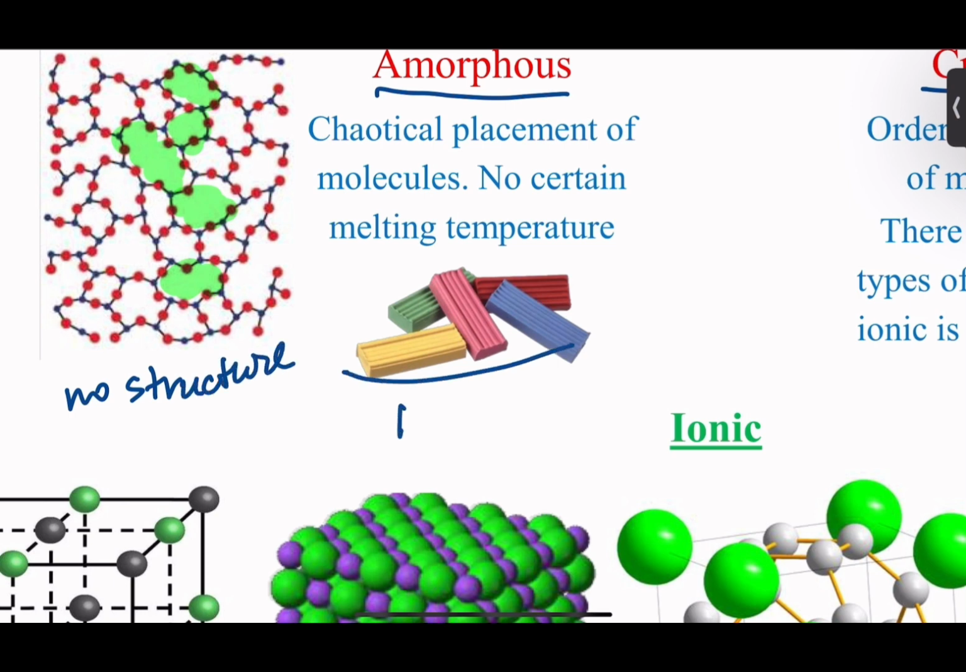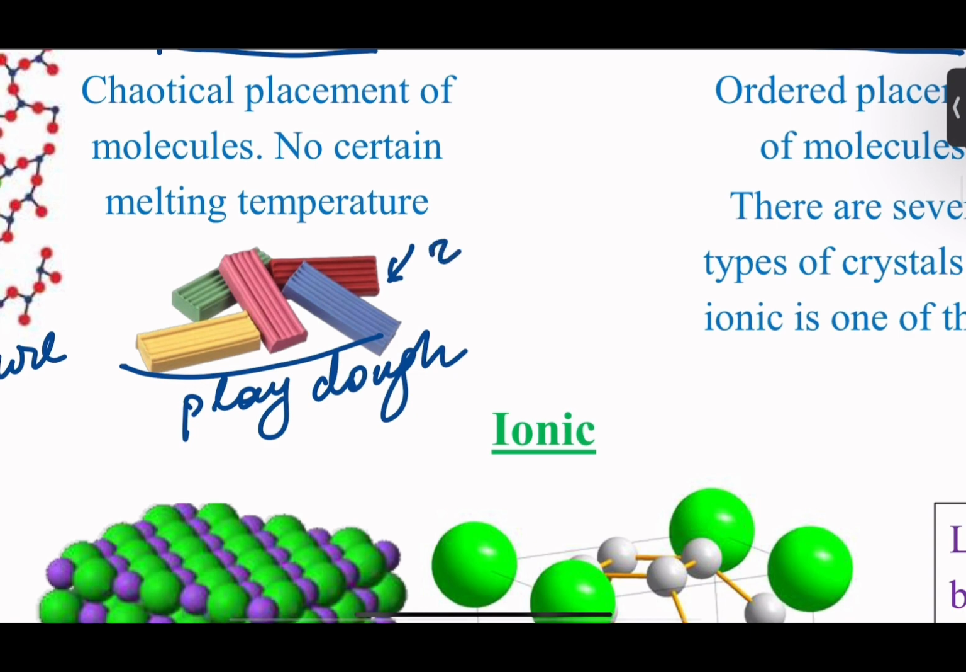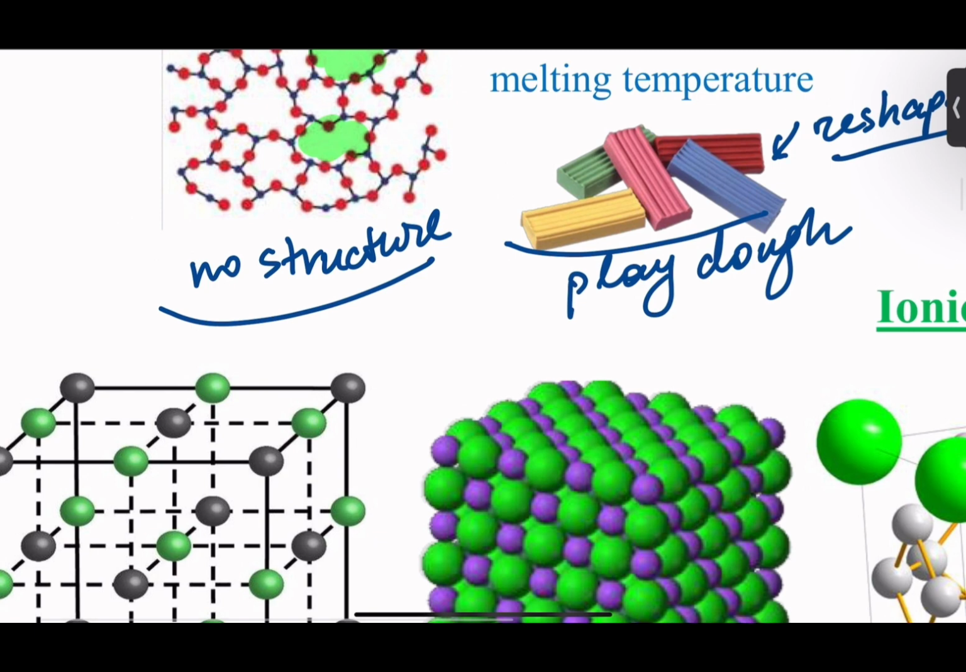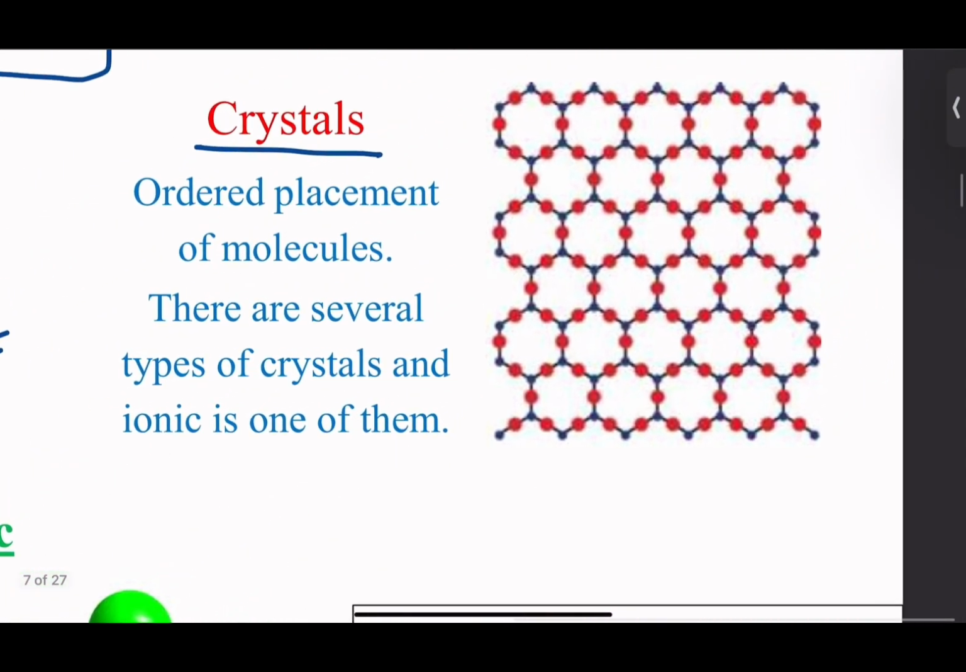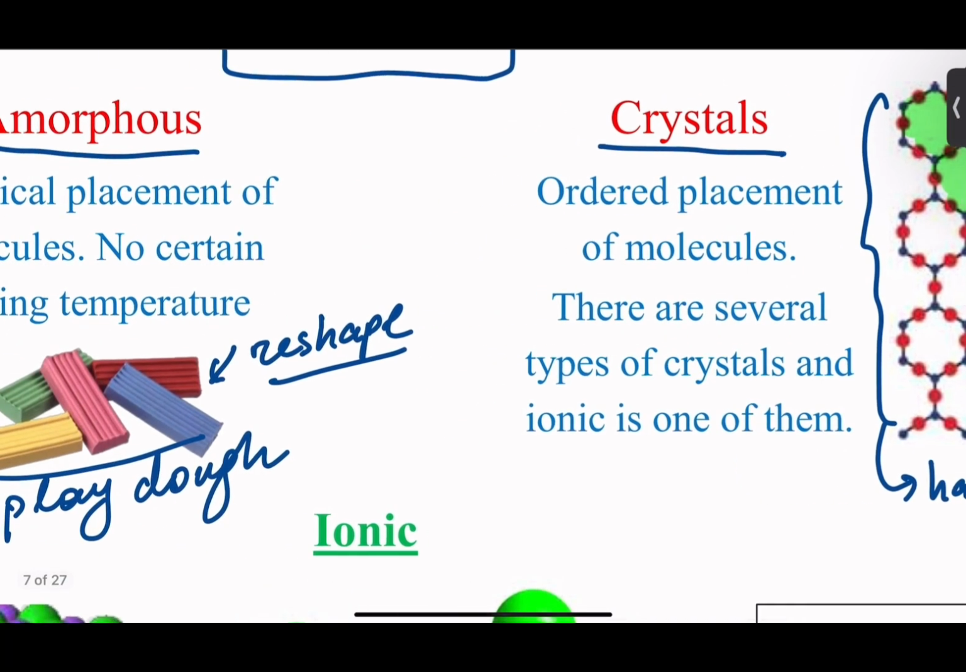And this example is Play-Doh, or plastilin in Russian. You can easily reshape these because they have no structure in the solid state. But we have crystals, which have a very nice, structured arrangement, and this structure makes them really hard. But Play-Doh, you see, is not hard at all. It's more on the soft side.